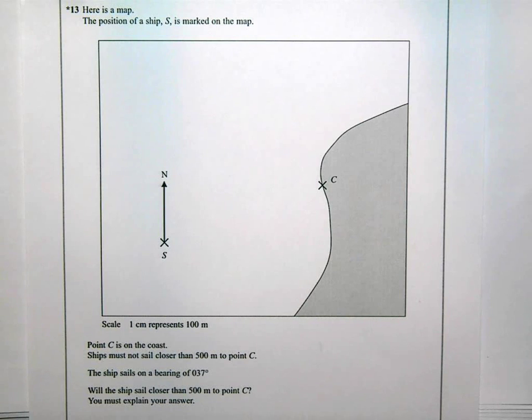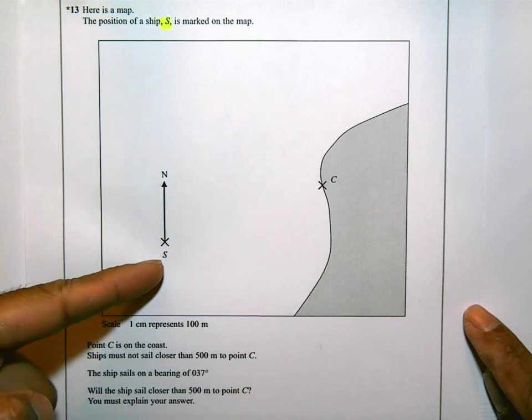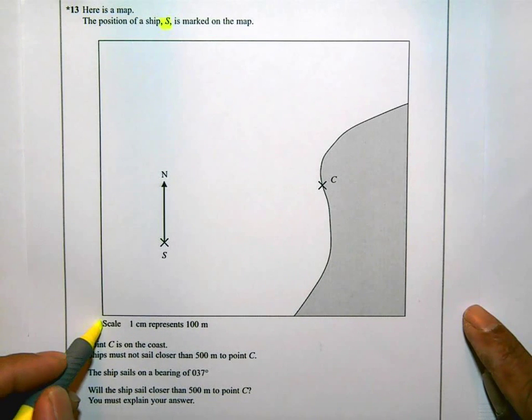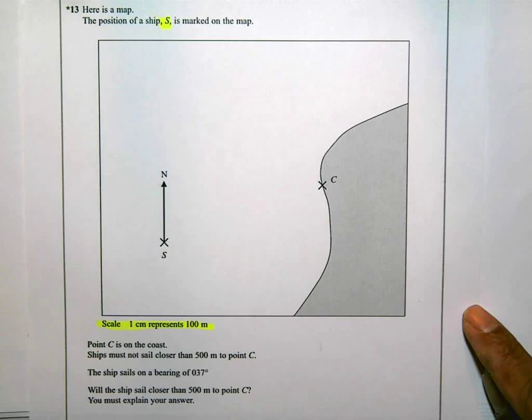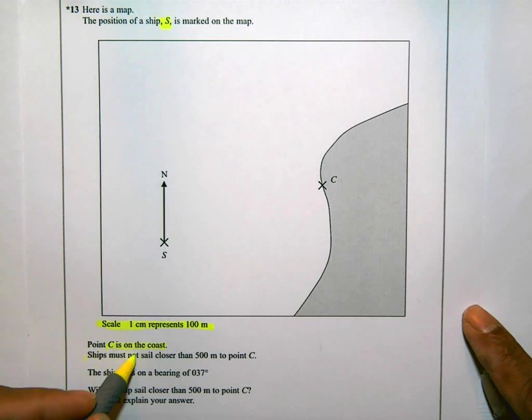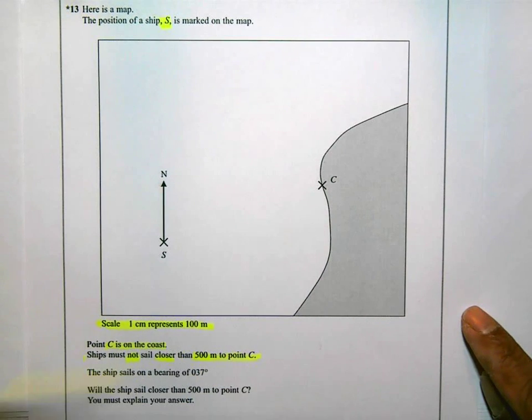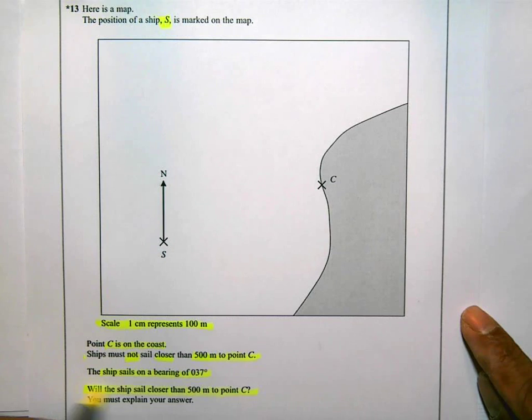The position of a ship S is marked on the map, so there is S. There's a scale. 1 centimeter is 100 meters. The point C is on the coast, so C is on the coast. The ship must not sail closer than 500 meters to point C. The ship sails on a bearing of 037. Will the ship sail closer than 500 meters to C? You must explain your answer.